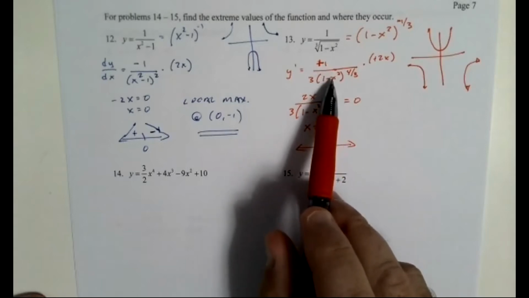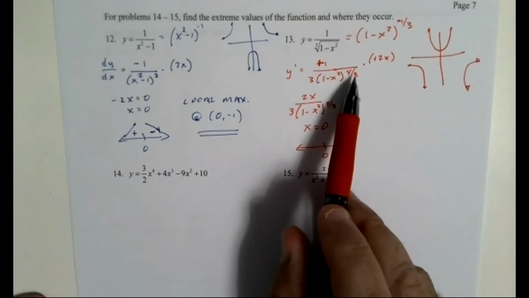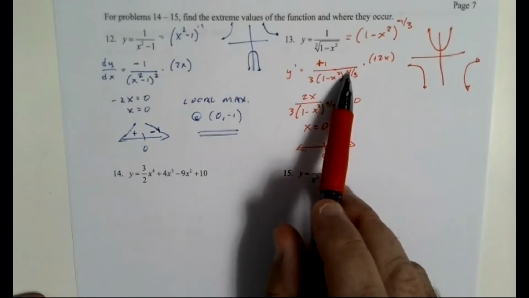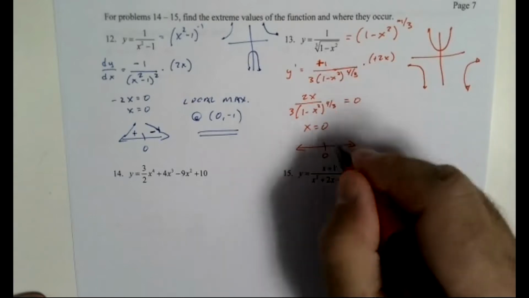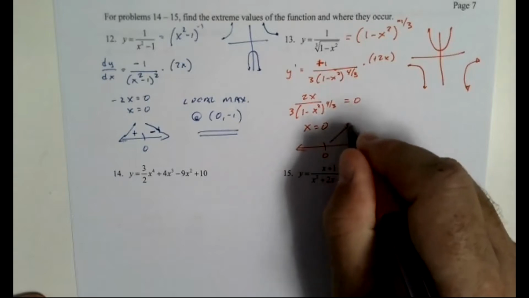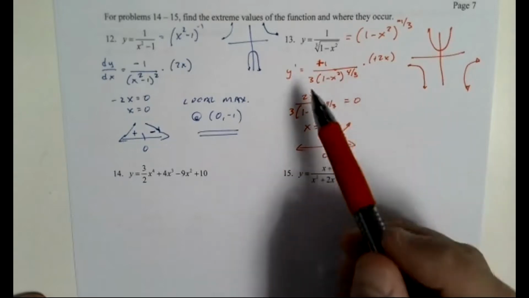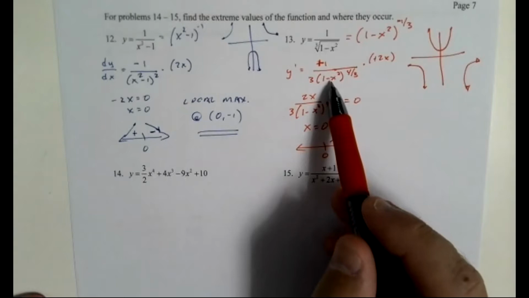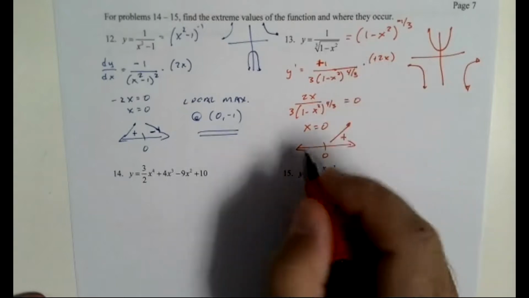Plug in 2. I get a negative. Cube root, I get a negative. To the 4th, I get a positive. I get a positive over here. Tricky stuff. Plug in a negative 2. I get the exact same answer on the bottom, but a negative on top.